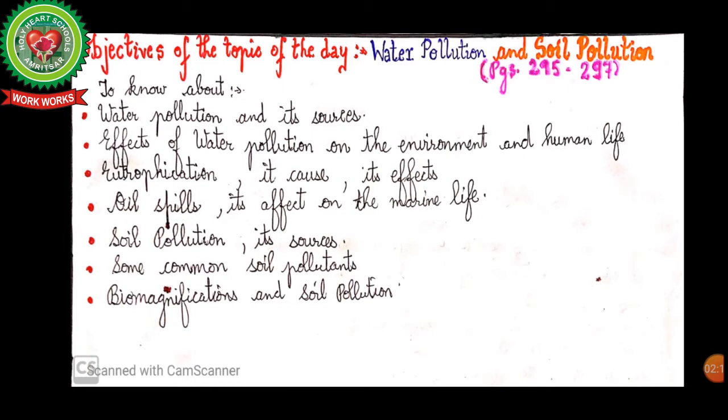Now, my today's topic is water and soil pollution, given on page number 295 to 297 of your textbook with the following objectives: water pollution and its sources, effects of water pollution on the environment and human life, eutrophication, its cost, its effects, oil spills, its effects on the marine life, soil pollution, its sources, some common soil pollutants, biomagnification and soil pollution.